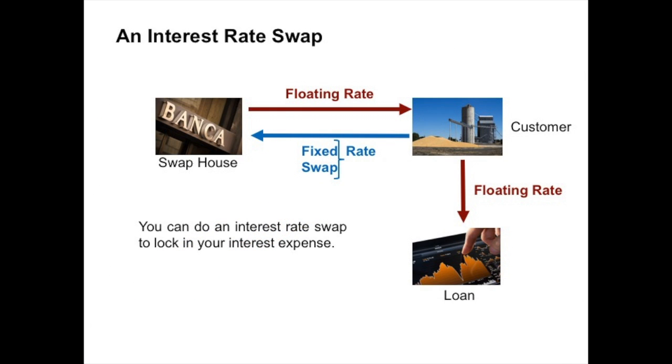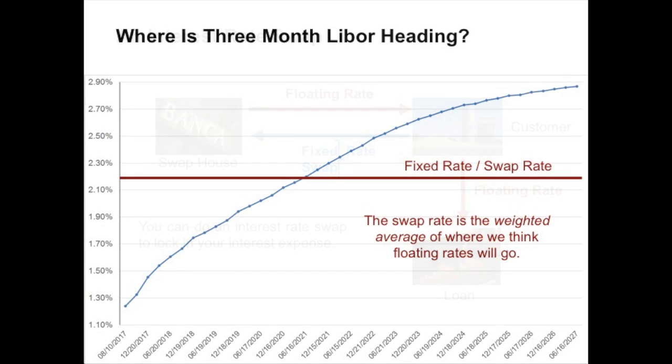You could lock in your interest rate exposure by using an interest rate swap. So imagine you have a loan on which you pay a floating rate of interest. The bank or swap house agrees to cover your interest expense, whether you're paying 1% or 1,000%. In return, you're going to pay them a fixed rate of interest. You're effectively swapping cash flows, so we also call this fixed rate a swap rate.